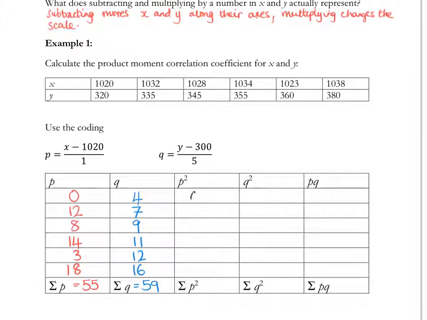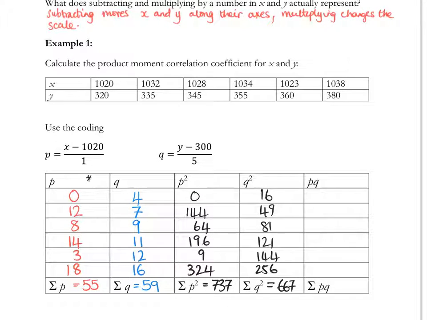P squared, just a bit of number crunching. So all we're doing is we're squaring that first column. 64. And that would give us 737. And then for Q squared, we add all those together and we get 667. And P times Q, 0, 84, 72, 154, 36, 288, and that's all equal to 634.